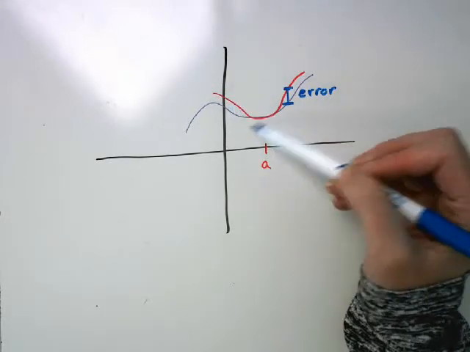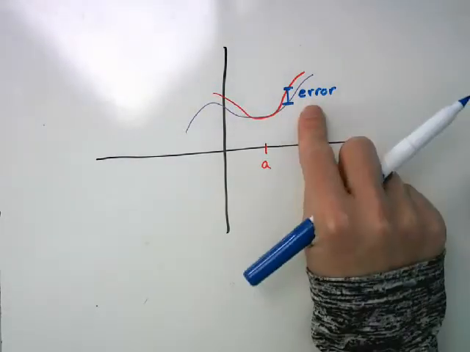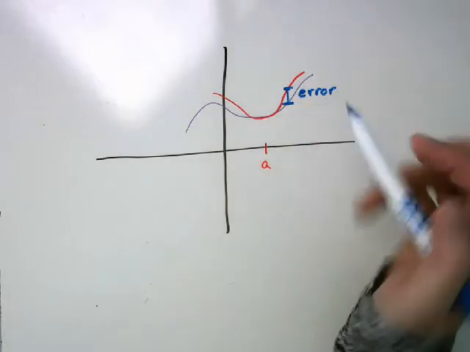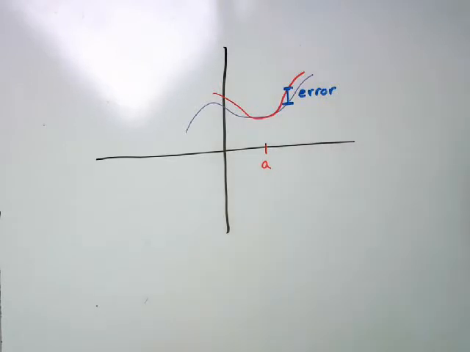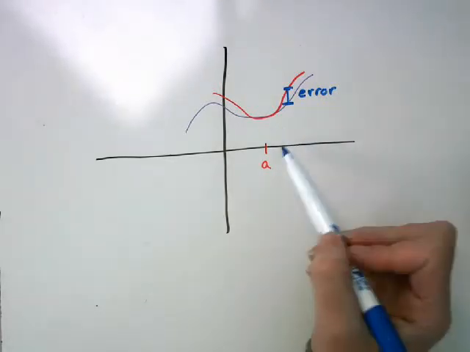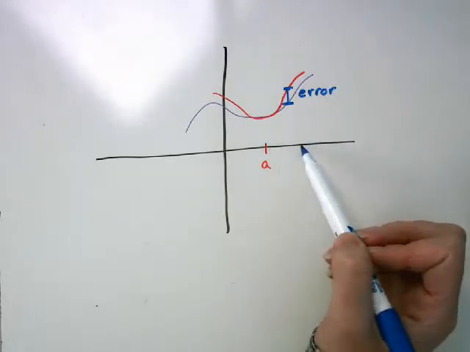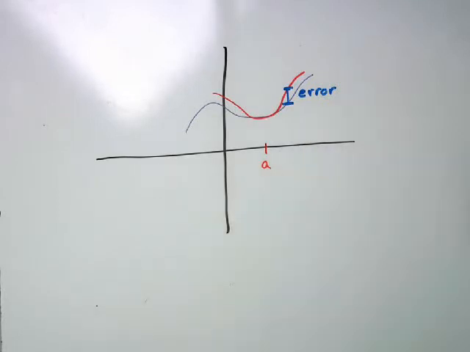There's two things. If the degree of the polynomial gets higher and higher, that error will be less and less. And the farther away from A you get, the error will be more. So the closer you are, the error will be less. The farther, the error will be more. There's two ways that we can calculate error, and those are going to be our two topics for today: the alternating series error bound and the Lagrange error bound.